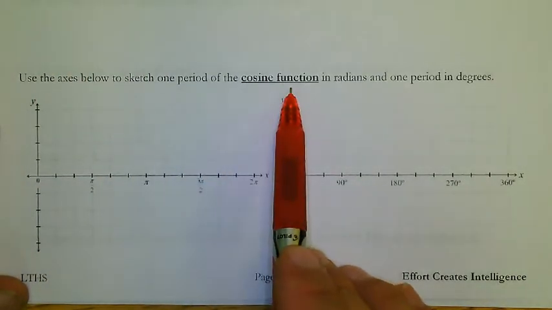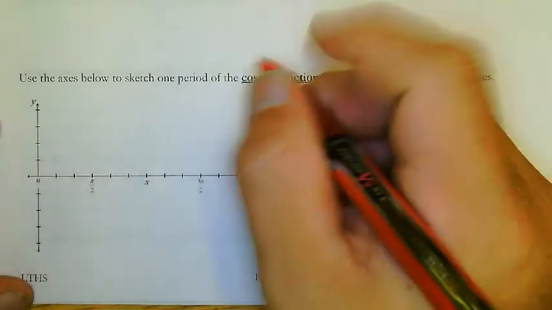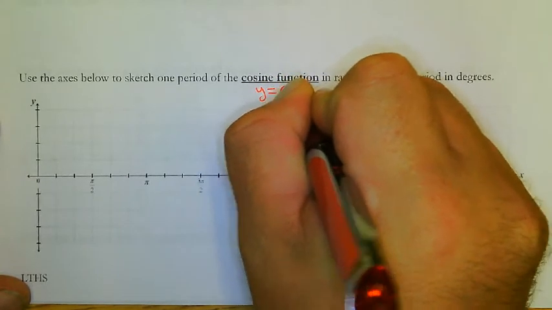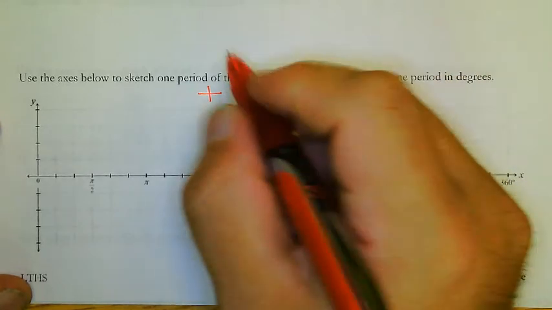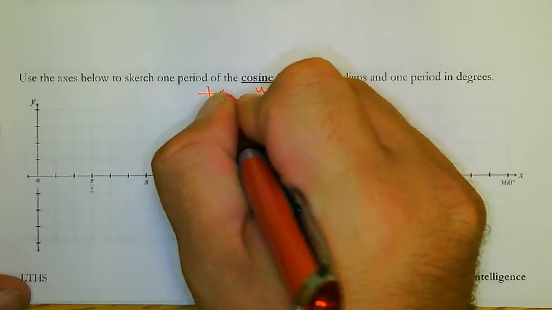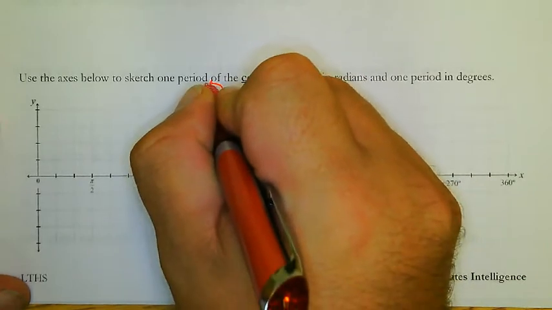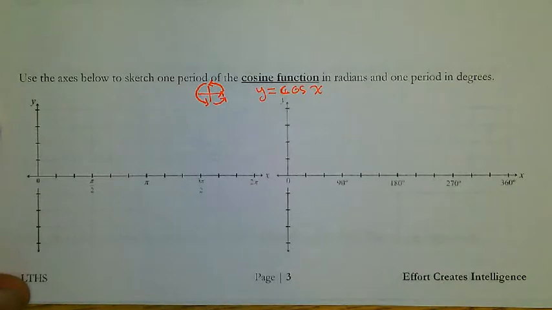Practice graphing the cosine function in radians and in degrees. The cosine function, y equals the cosine of x. We know where those ratio values are coming from. We start here on the x-axis, we go up to 90 degrees, then we come down, and we just keep on going around in that circular motion.